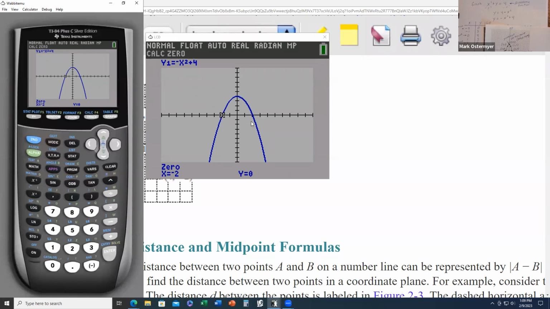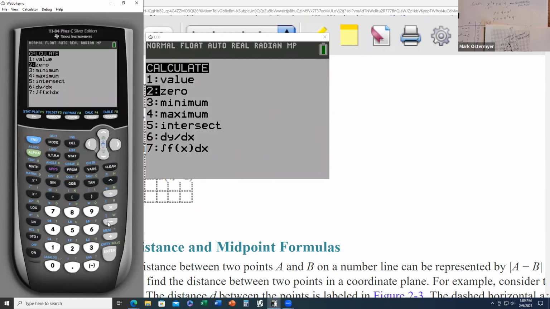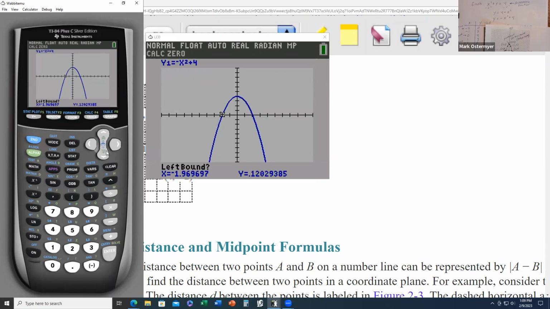To find the x-intercept over here to the right, we have to go back to calculate and use the 0 function, but we have to navigate our cursor in this vicinity though. So back to calculate, second trace, 0 function. But now we got to move our cursor over here in the vicinity of this x-intercept.